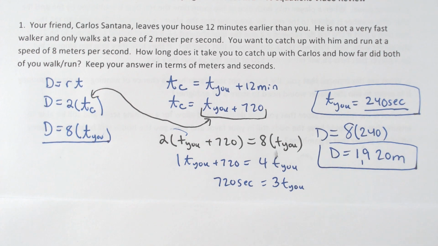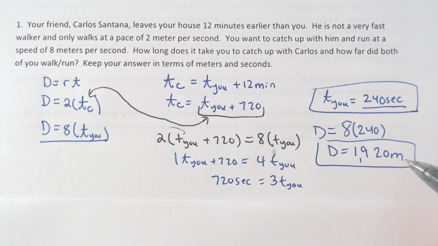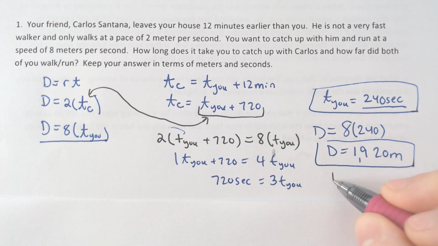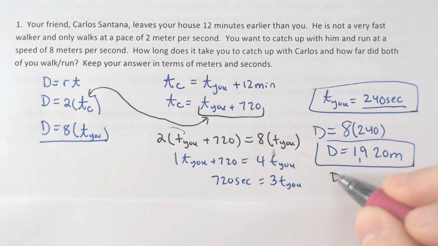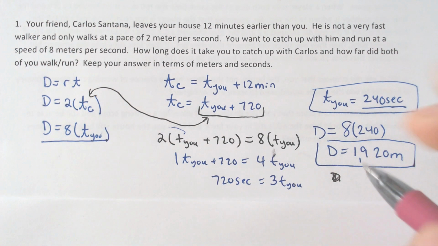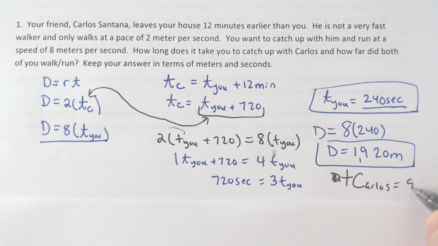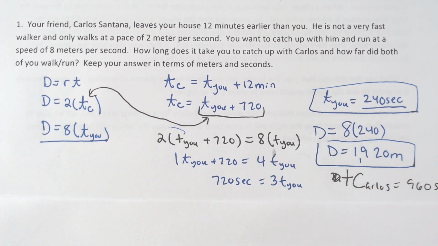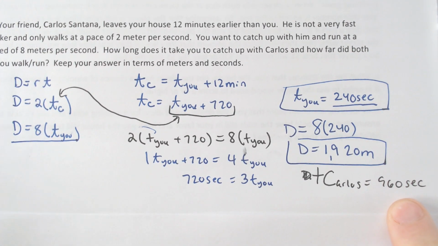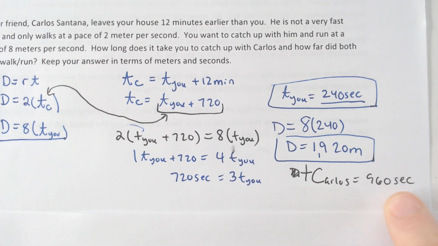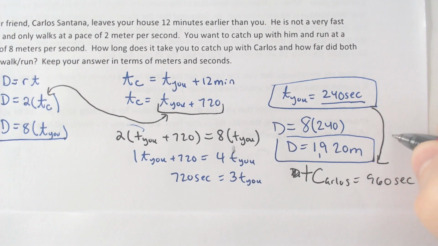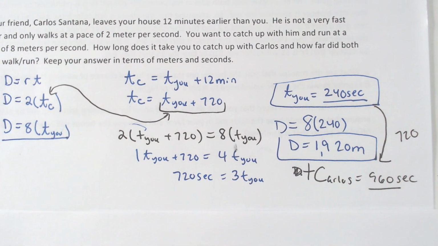Now, if you do want to double check it, which you might, you can take that 1920 and divide that by 2, because Carlos Santana's distance is the exact same. If we divide the 1920 by 2, you end up with Carlos's time, T sub Carlos, is equal to 960 seconds. All right, well, ask yourself if 960 seconds is 12 minutes more than you. Well, it is, because 240 plus 720 ends up being the 960, thus going full circle and giving you exactly what you need for our answer.